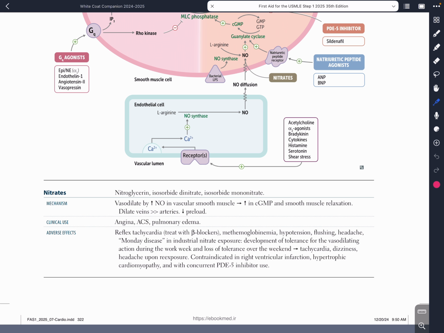Right side MI shows in leads II, III, aVF. These are the ECG findings of right heart failure. With right heart failure, don't give them nitrates, give them IV fluids.